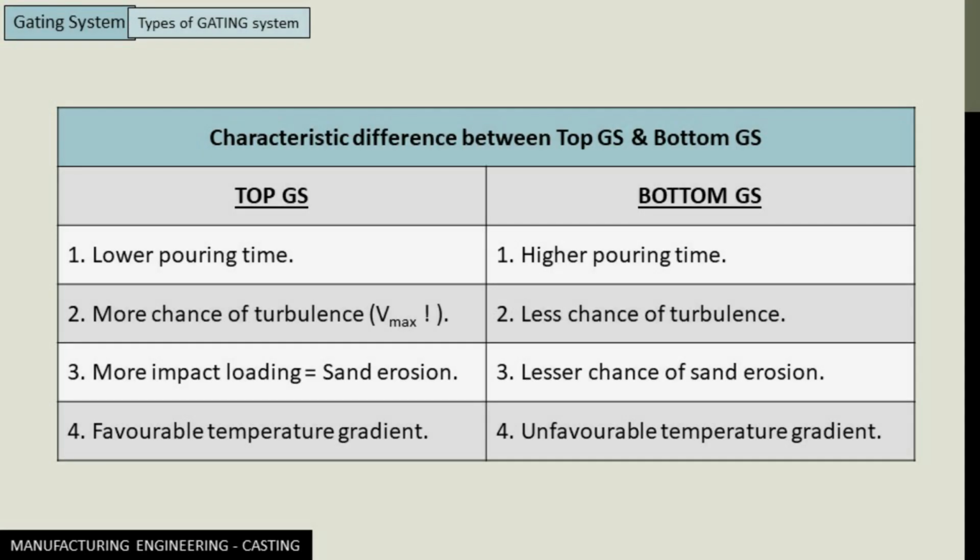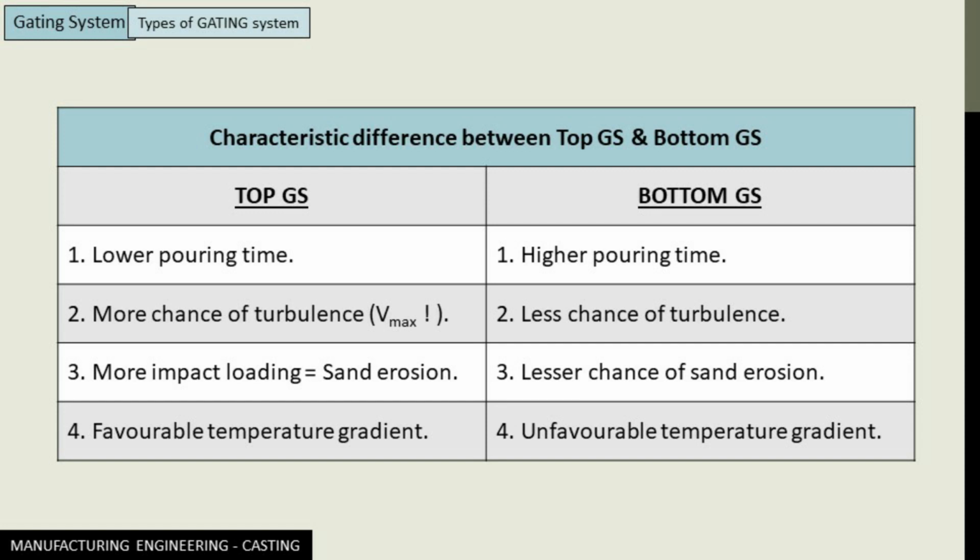The characteristic difference between the top gating system and the bottom gating system is given here. In case of top gating system, we have lower pouring time, whereas in bottom gating system, the pouring time increases. In top gating system, since the velocity is maximum, there will be more chance of turbulence. However, in bottom gating system, the chances of occurrence of turbulence reduce.